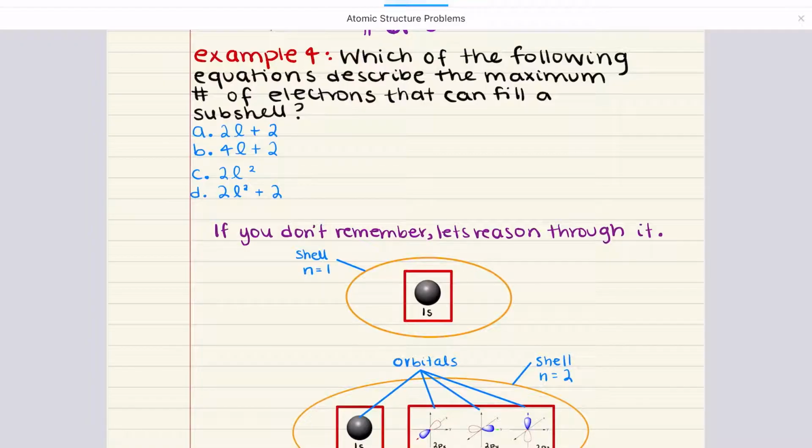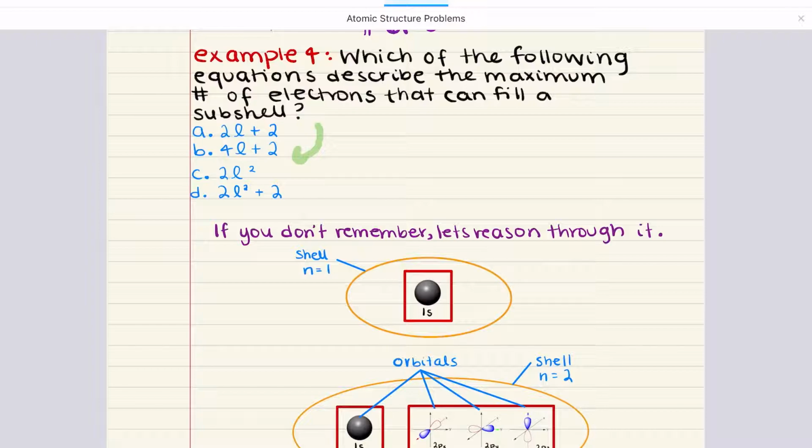Problem 4 reads, which of the following equations describe the maximum number of electrons that can fill a subshell? So this answer is going to be in terms of l, the angular momentum quantum number. To determine the maximum number of electrons that can fill a subshell, we need to understand the relationship between the angular momentum quantum number and the number of orbitals in that subshell. Remember, each subshell corresponds to a specific value of l, and contains a set number of orbitals, each of which can hold a maximum of 2 electrons.